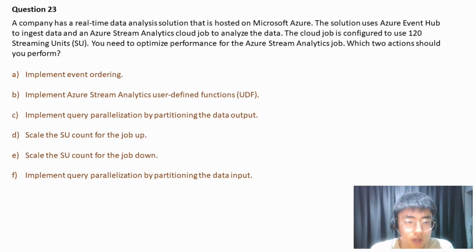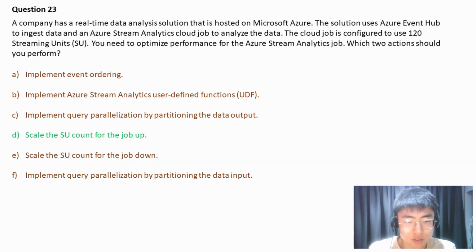Question 23. A company has a real-time data analysis solution that is hosted on Microsoft Azure. The solution uses Azure Event Hub to ingest data and an Azure Stream Analytics cloud job to analyze the data. The cloud job is configured to use 120 streaming units. You need to optimize performance for the Azure Stream Analytics job. Which two actions should you perform?